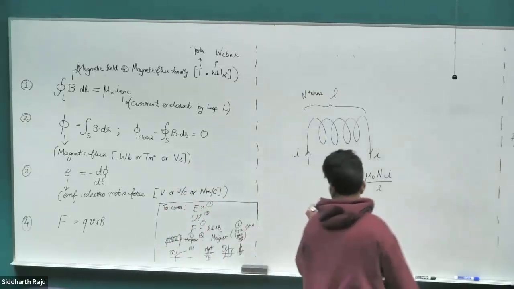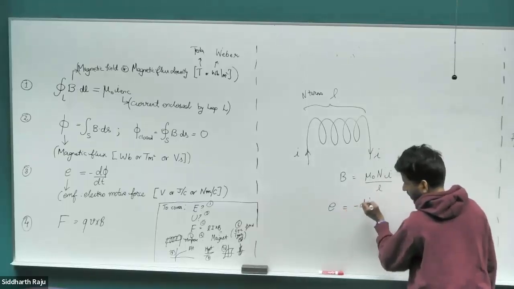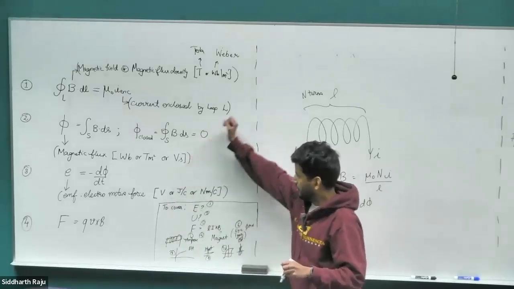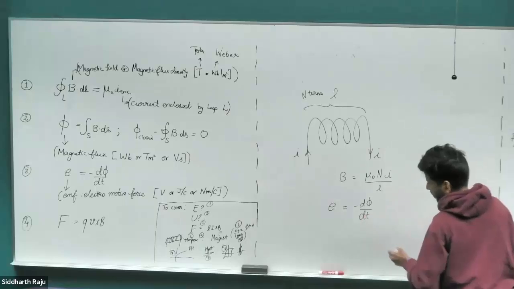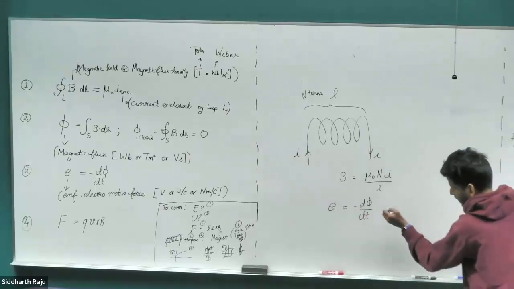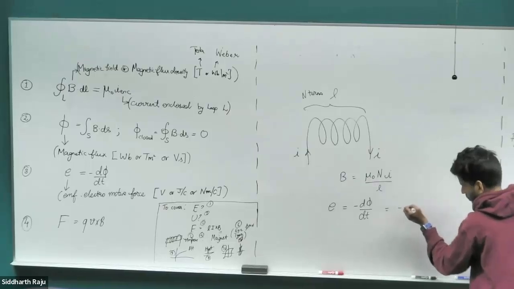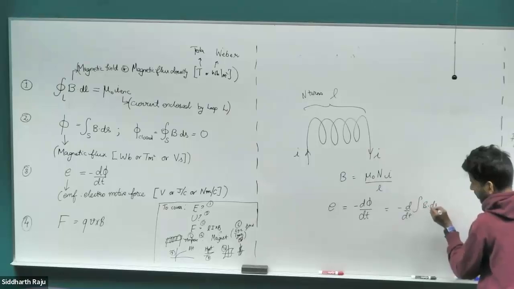Zero. If the current is constant, E is equal to minus d phi by dt. Again, these are the only three formulas that we need. The last one we'll replace, but for now the first three are sufficient to cover everything that we're going to be doing. So minus d phi by dt, and I define flux itself as integral B dot ds. So minus d by dt of integral B dot ds.